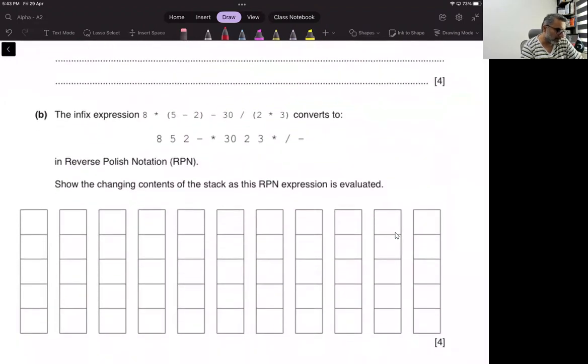The infix is when the operators are in between operands. The infix expression 8 into 5 minus 2 minus 3 over 2 into 3 converts to 852 minus. Okay, so let's take 8 first. All right, then 5, then 2, then comes minus. So minus means 2 on the right, 5 on the left. So the result is pushed back.